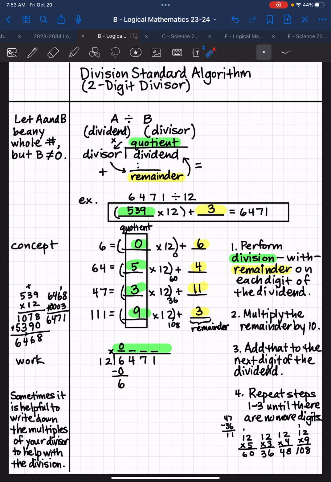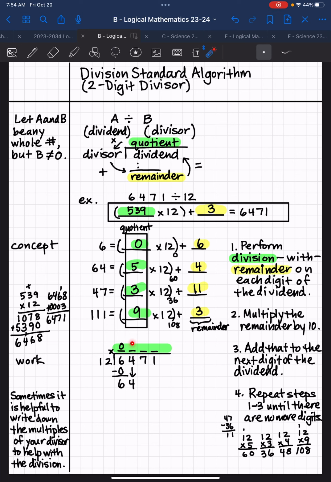Next, I'm going to multiply the remainder by 10. This now makes it 60, and I'm going to add it to the next digit, which is 64. With this division table, these two steps right here, steps 2 and 3, allow us to simply pull down the next digit, because this 6 has gotten one place bigger, which means it's going to shift one place to the left, and the 4 can simply fall into place, okay? So steps 2 and 3, when you're using the division table, allow you to simply pull down the next digit after you've done division with remainder, okay?